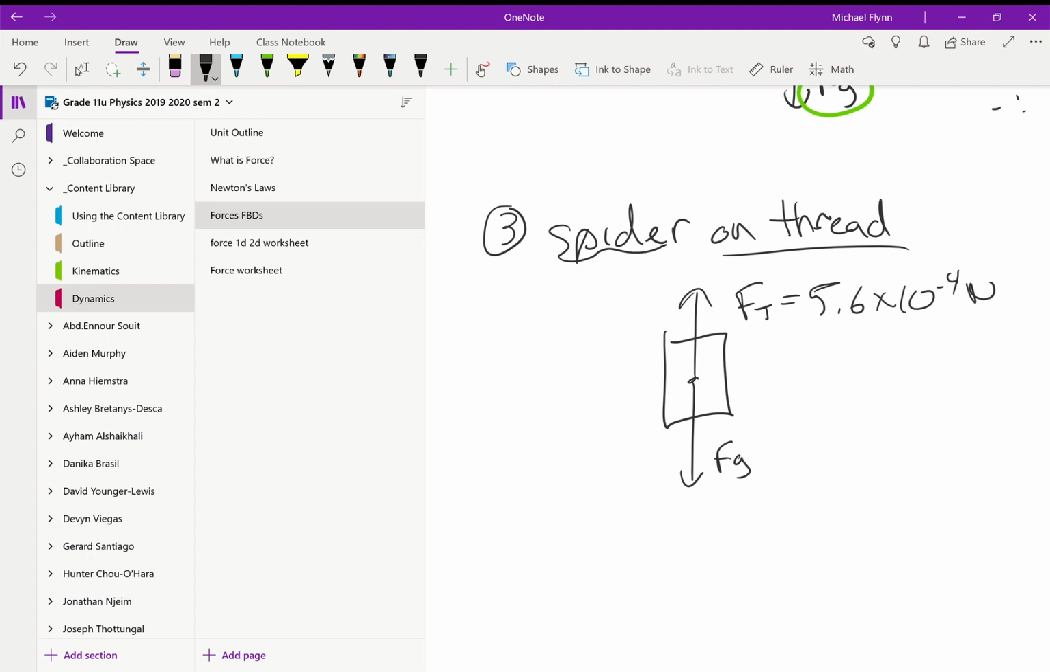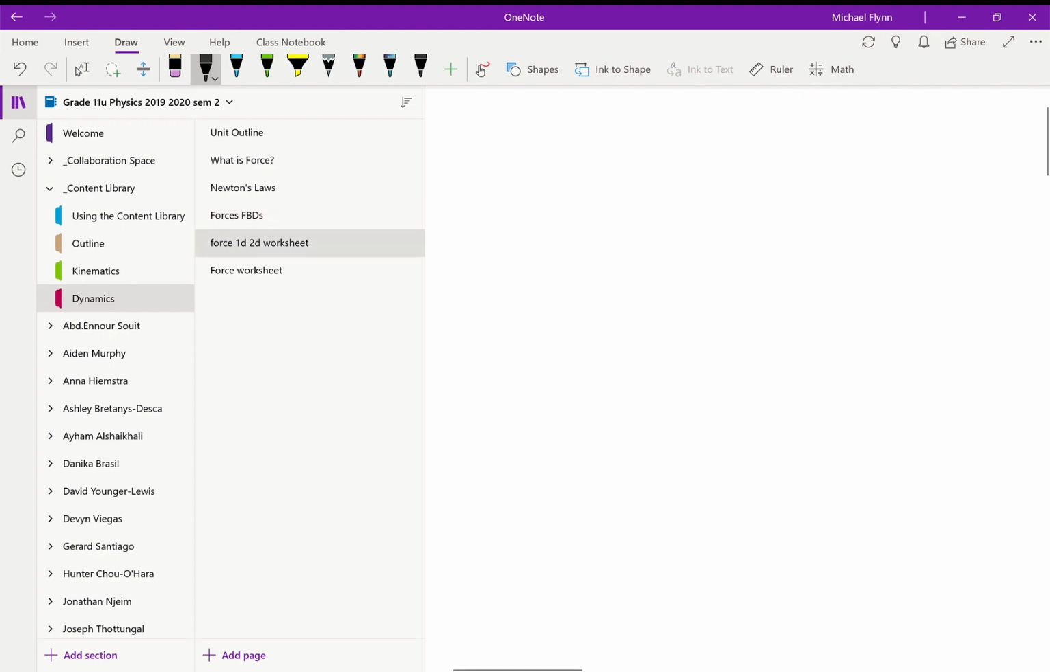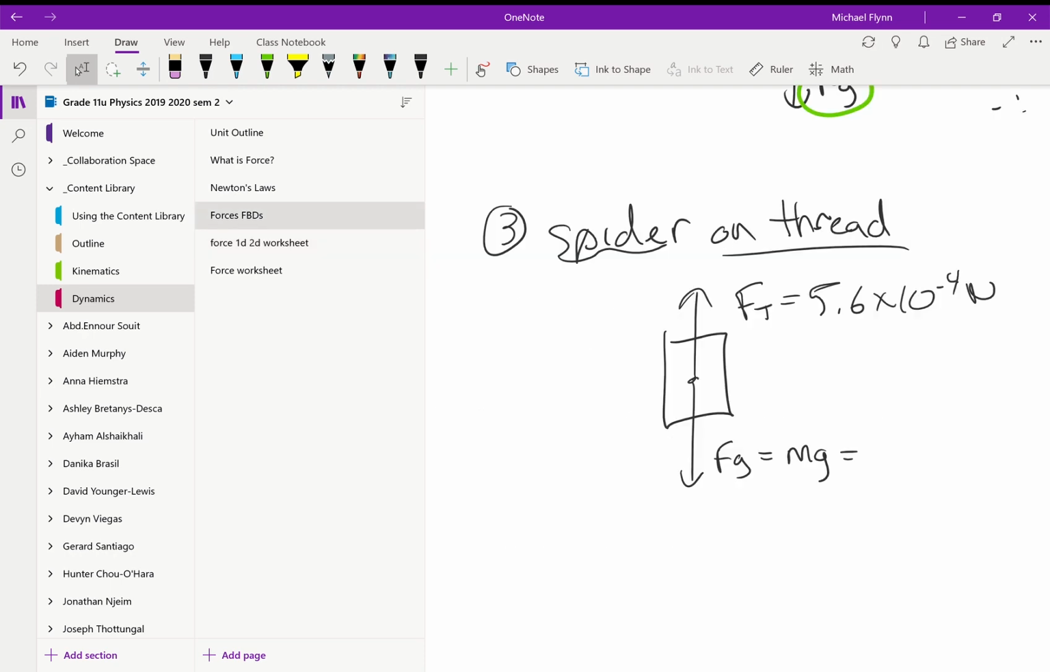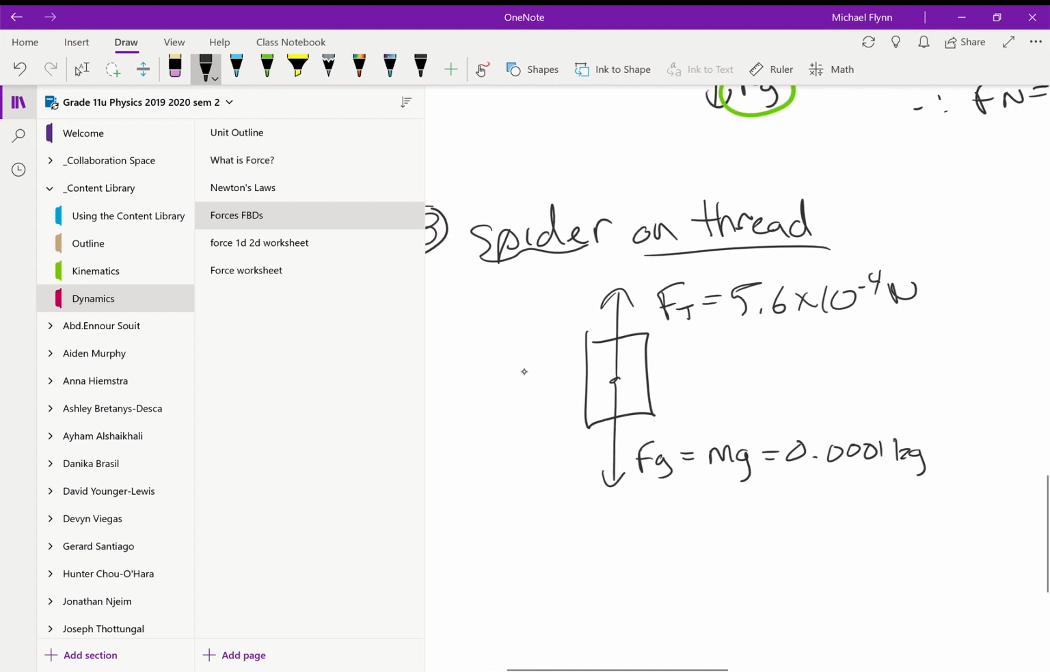Okay. Now, we know that the force of gravity is mg. Now the spider's mass, and again I forget, so let me go back to it, is 0.1 grams. Well, we have to convert that to kilograms. So the spider's mass is 0.1 grams, which is 0.0001 kilograms. I've got to multiply that by 9.8 because the force of gravity is m times g.